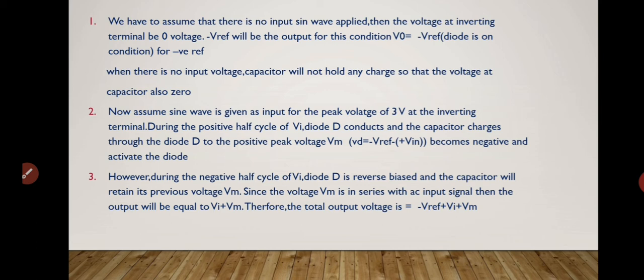output of the op-amp. When there is no input voltage, the capacitor will also not hold any charge, so the voltage at the capacitor is also 0. Now we assume that a sine wave is given at the input with a peak voltage of 3 volts at the inverting terminal. Here, for the sake of simplicity, I am taking the positive half cycle of the input for the negative clamper.